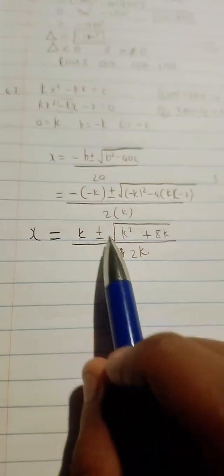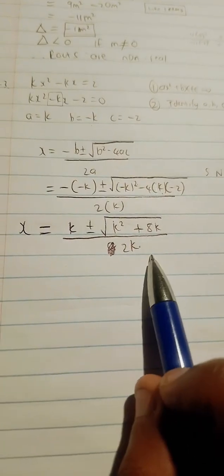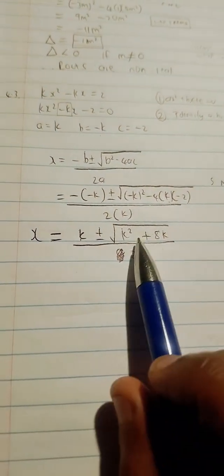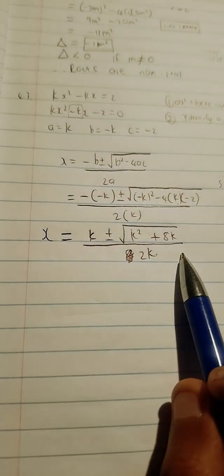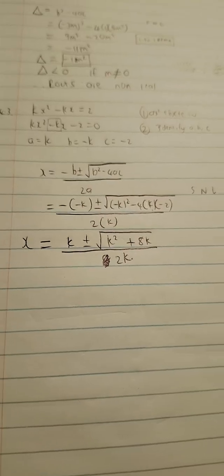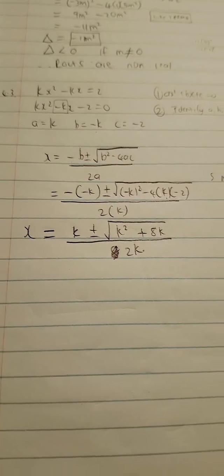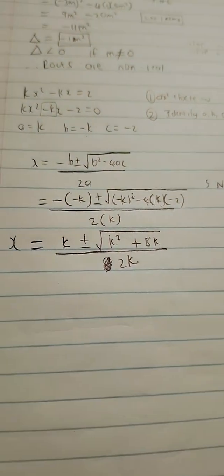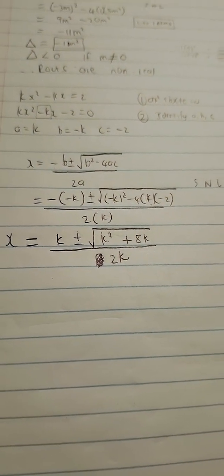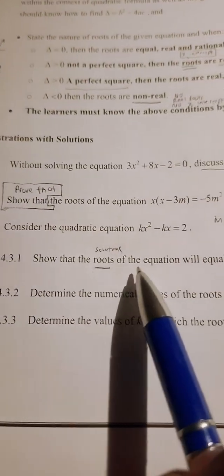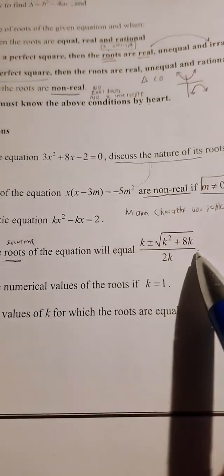One being k plus the square root of k squared plus 8k over 2k, and the second one being k minus the square root of k squared plus 8k over 2k. Those are my two solutions, my two roots, as we call them, in terms of k. You see, k is on the other side. It's not just a numerical value. All right, so this is what they mean by show that the roots of the equation will equal this.